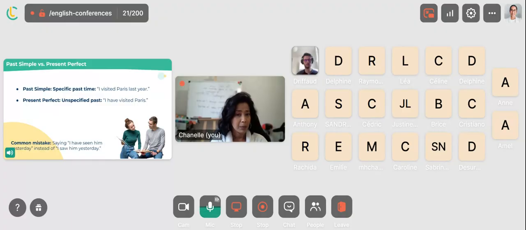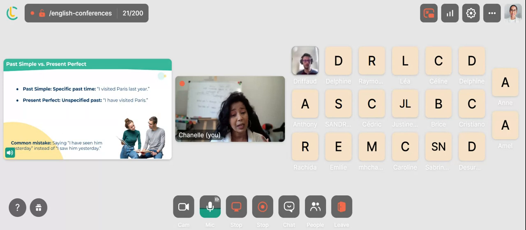The past simple versus the present perfect. The past simple speaks of a specific past time. For example, I visited Paris last year. The present perfect speaks of an unspecified past. For example, I have visited Paris. Common mistakes are things like saying, I have seen him yesterday, instead of I saw him yesterday.